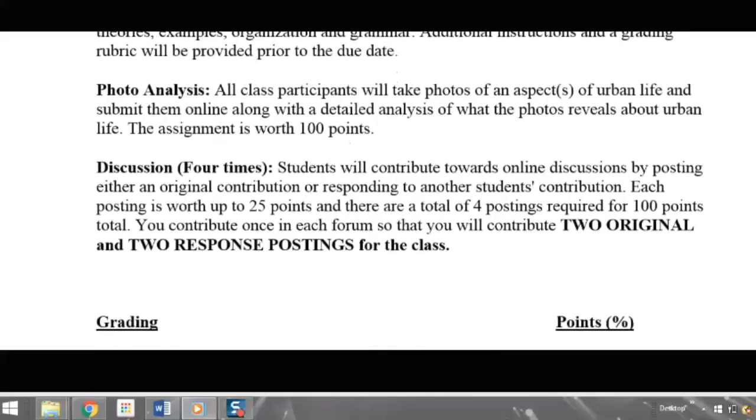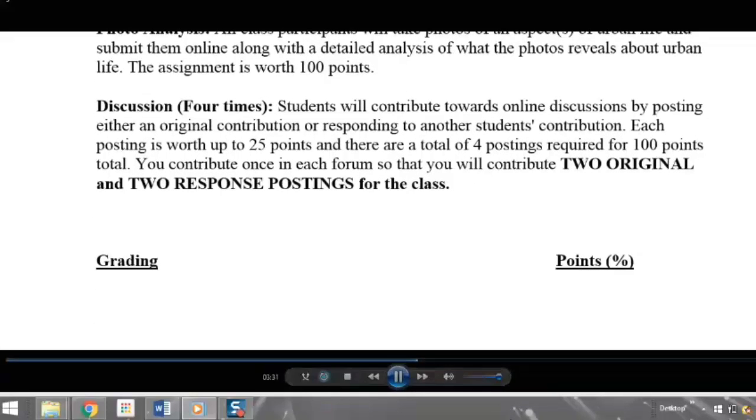There will also be a photo analysis assignment. All class participants will take photos of an aspect of urban life and submit them online with a detailed analysis of what the photo reveals about urban life. And this assignment is worth 100 points, and of course I will provide you with additional instructions prior to the assignment's due date. Discussion: there will also be 4 discussions.